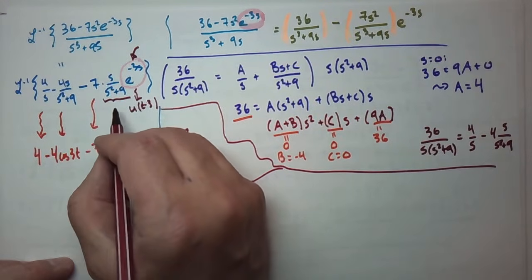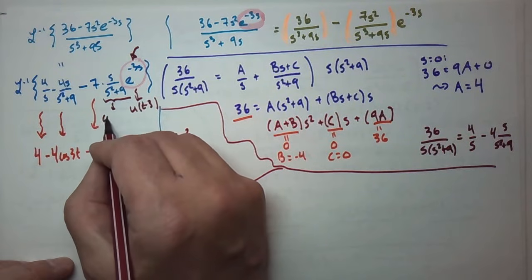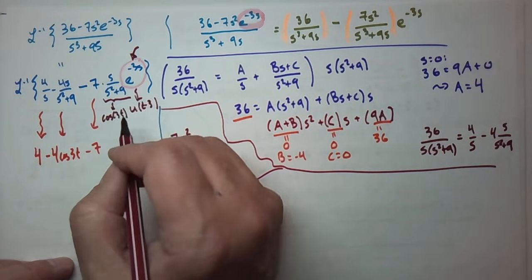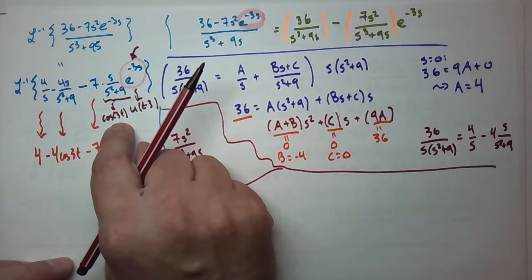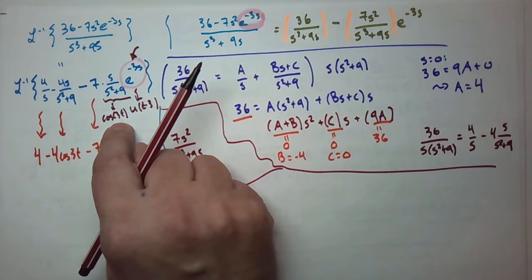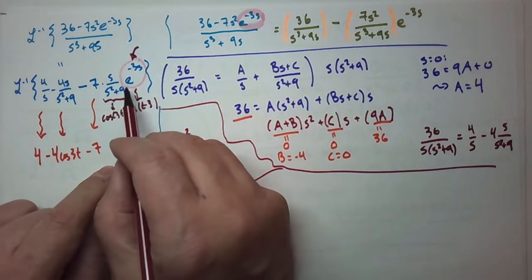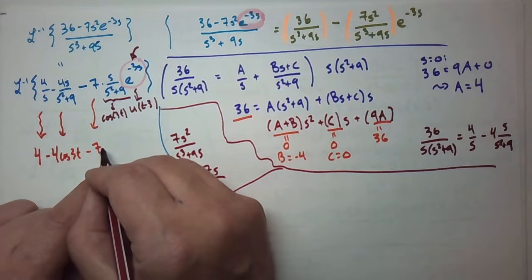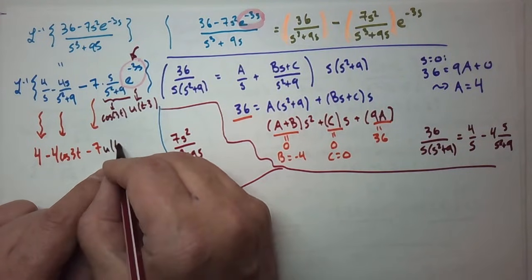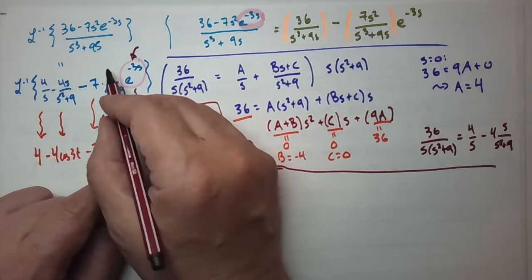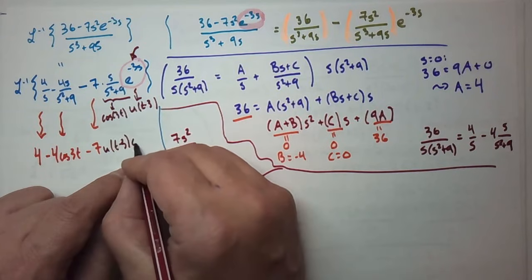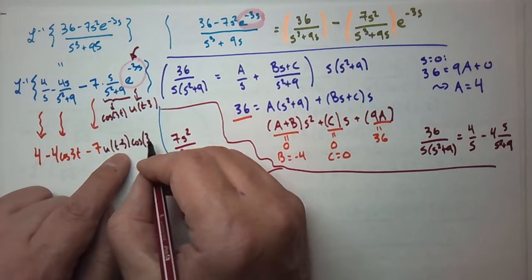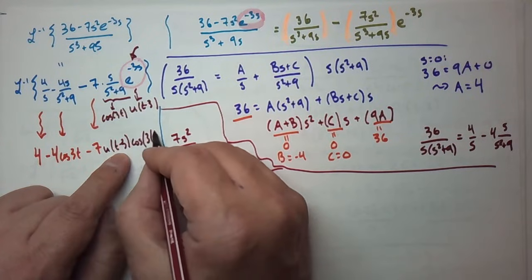Now, s over s squared plus 9, we already know what that is. That's cosine of 3t. But what is wrong? Is this what we write down, and why not? So remember, you have to shift. So we see that e to the minus 3s. We know that there's that step function kicking in. We say, all right, figure out what the inverse Laplace is of what it's attached to. And then, when you write it down, you add in the shift. So replace the t by t minus 3.